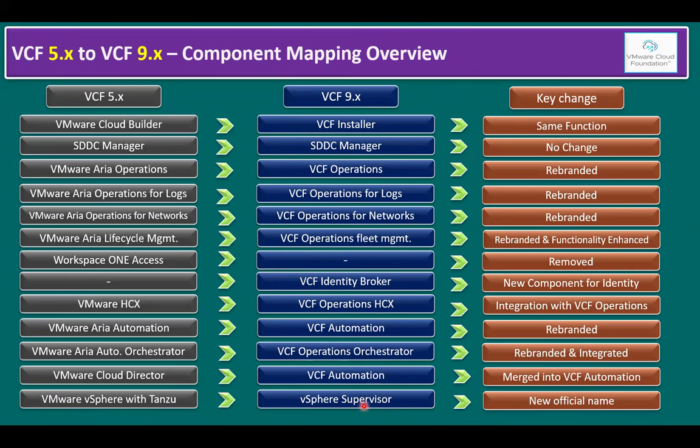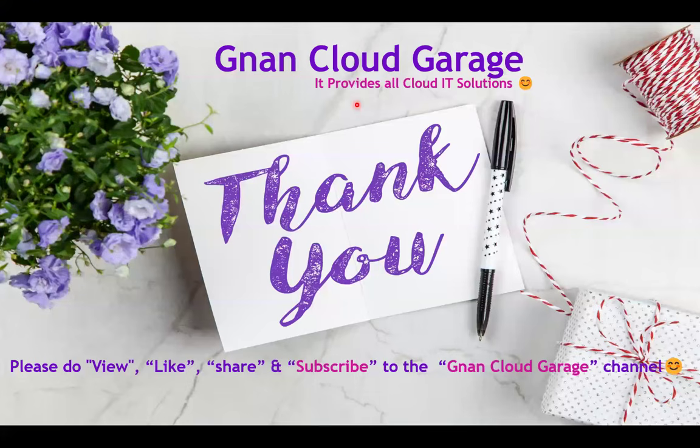Okay. So this mapping from the old VCF 5.x version to the 9 series will help teams plan when they are planning for migration. They can understand the component differences and the architectural changes and align their operations with VMware's new streamlined ecosystem in VCF 9.0. Hope you understand the component differences and the one-to-one component mapping overview between the VCF 5.x series and the VCF 9 series. Okay, so that's it for today.